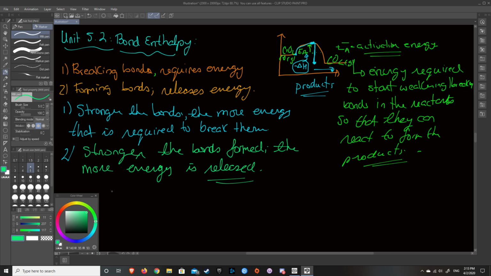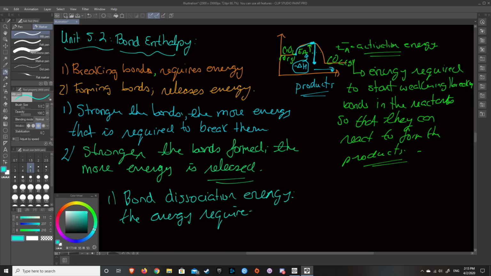So number one, what we call this, I'll change the color back to the blue. So number one, what we call this is the bond dissociation energy, and that is the energy required to break a chemical bond.